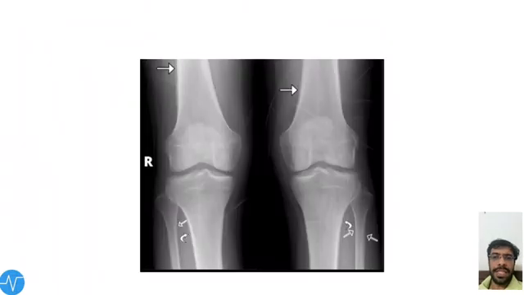So you can see that the white arrow mark is showing the periosteitis, therefore periosteal reaction, which appears opaque or white outside the cortex of the bone due to periosteitis. It can be initially smooth or it can be multiple.